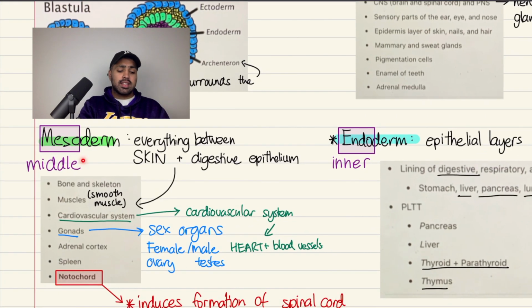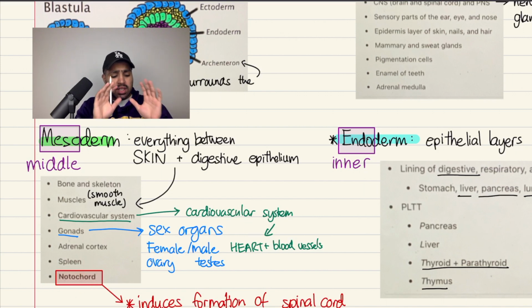So the mesoderm is essentially responsible for the development of everything between the skin and the digestive epithelium. So you might be asking, what are we talking about here? To get more specific, we're talking about the bones and the skeleton, the muscles, smooth muscles, and the cardiovascular system, more specifically the development of the heart and the blood vessels. And also the gonads, which are sex organs. If we're talking about females, it's the ovaries. If we talk about males, it's the testes. And we also have the adrenal cortex, the spleen, and the notochord.